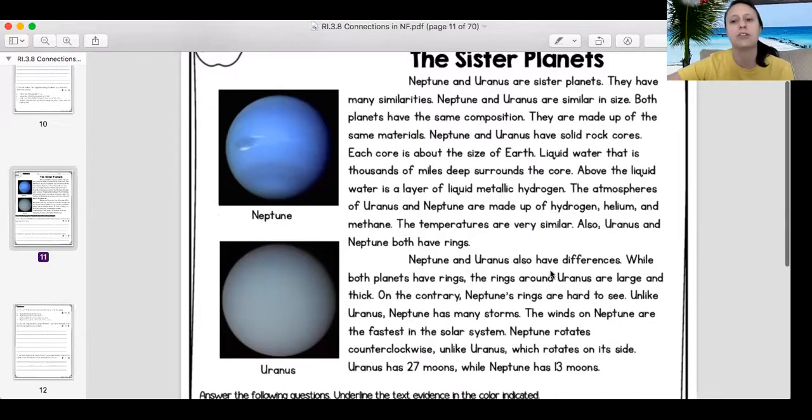Neptune and Uranus also have differences. While both planets have rings, the rings around Uranus are large and thick. On the contrary, Neptune's rings are hard to see. Unlike Uranus, Neptune has many storms. The winds on Neptune are the fastest in the solar system. Neptune rotates counterclockwise, unlike Uranus, which rotates on its side. Uranus has 27 moons, while Neptune has 13 moons.